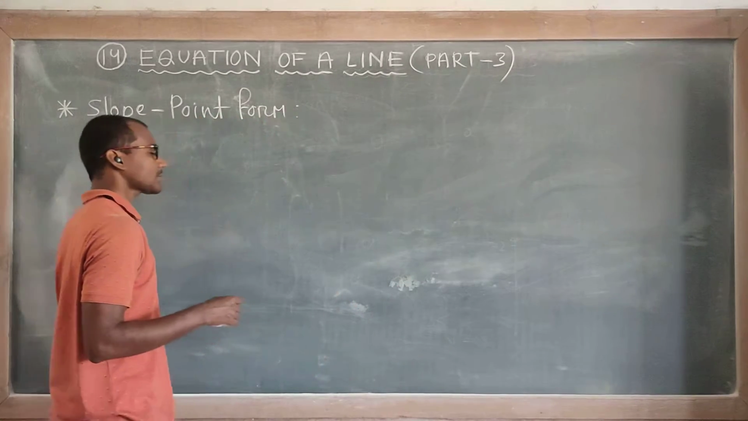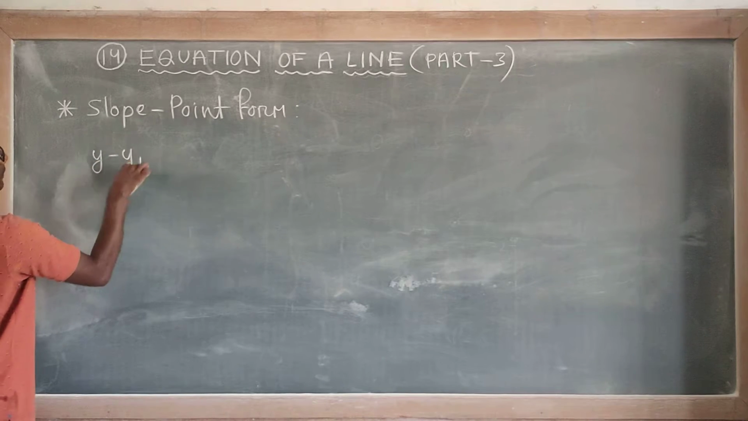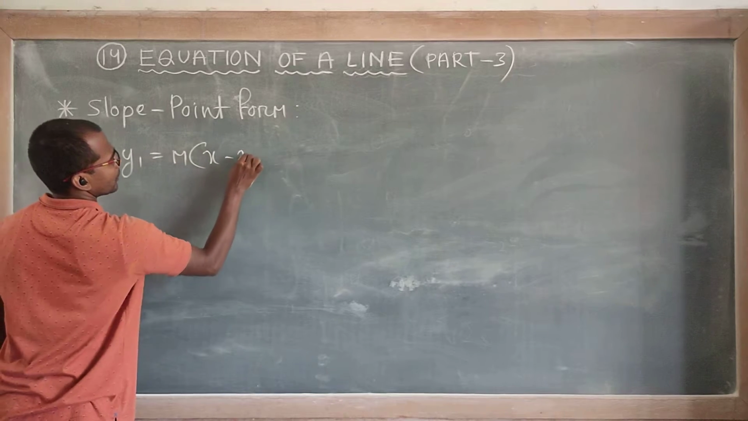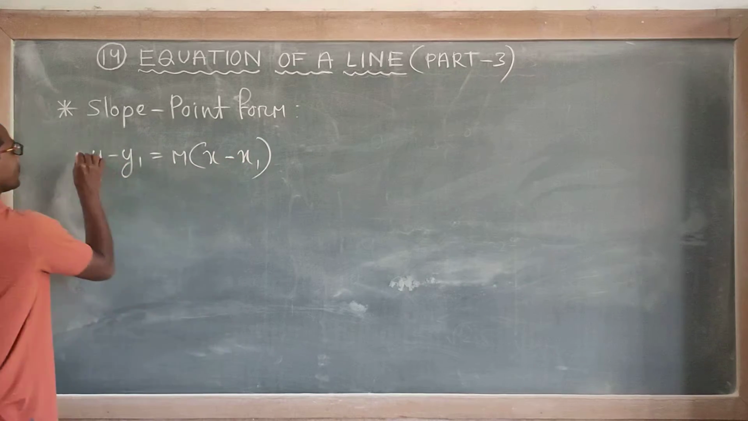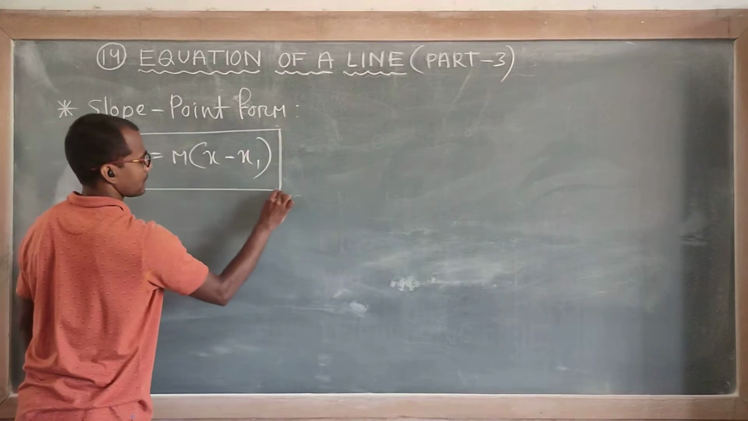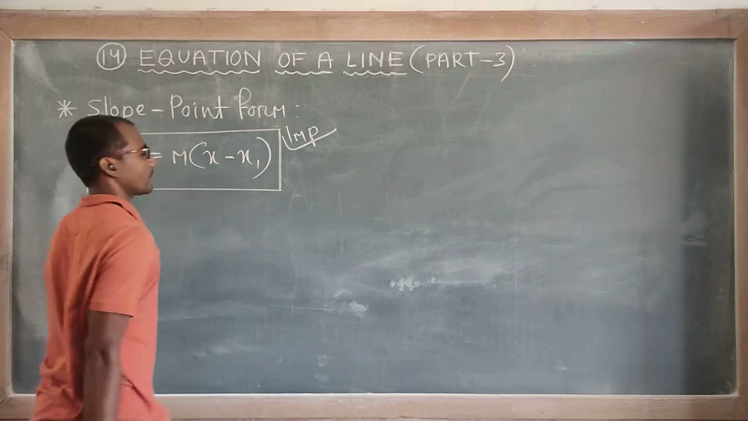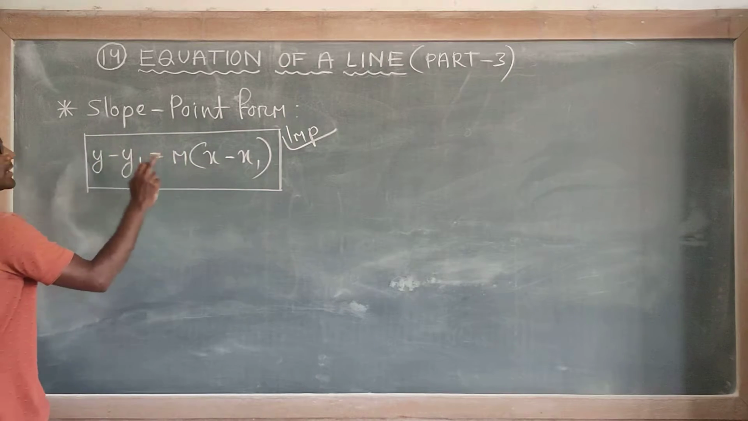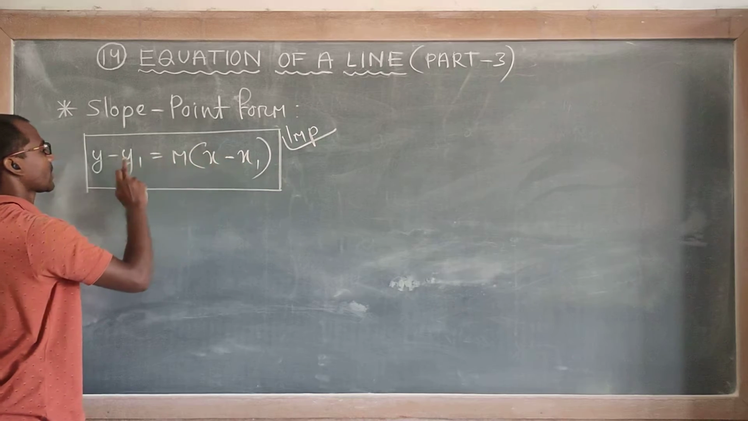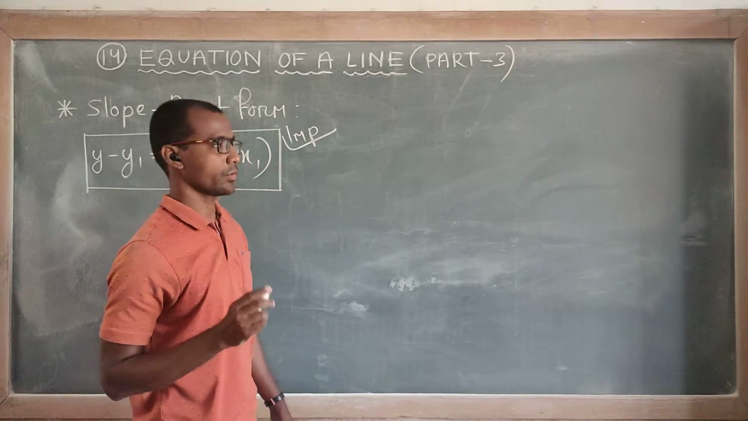But here in this form we can take any point. Okay, the formula is y minus y1 is equal to m into x minus x1. I am not giving the derivation, it is not necessary. This is important. Here y and x are variables, m is the slope of the line, x1 and y1 are the coordinates of the point. 1 point will be given to you.